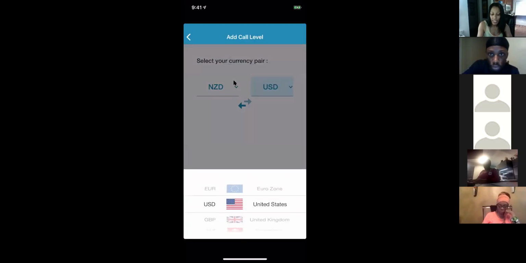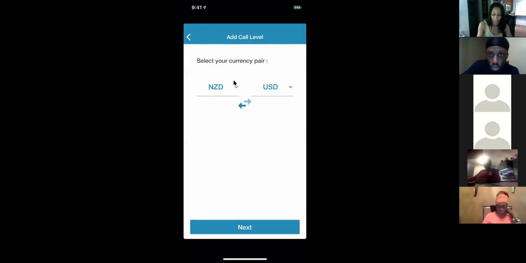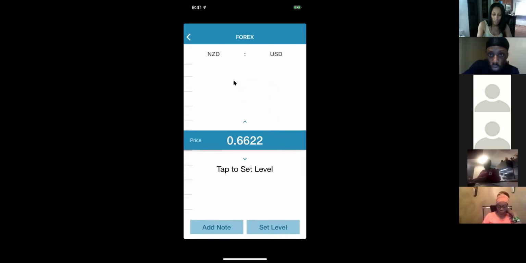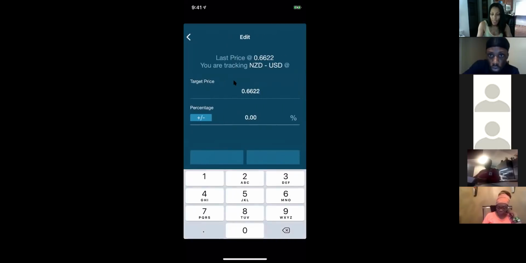If I needed to change this side, I could very easily change this side too, but I didn't need to. It was already there for me. So I've got NZD USD. I'm gonna tap on next. Okay, now it says price. This is gonna give you the current price of NZD USD, all right? So I'm gonna tap on here for the sake of it, and our price says 66320.